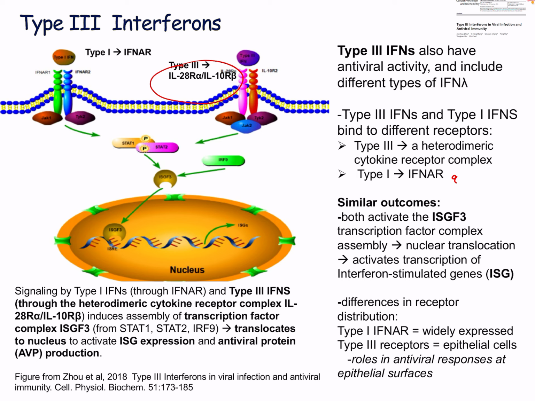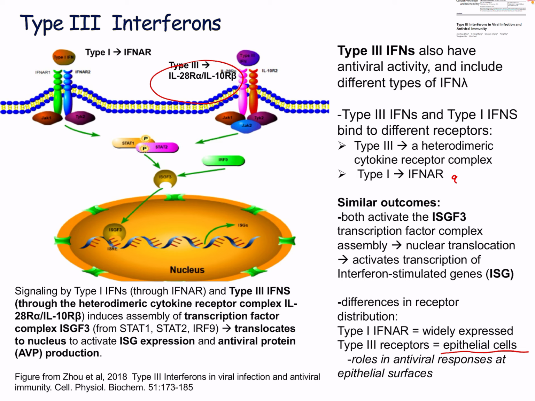These both have similar outcomes. They both activate ISGF3, which is the transcription factor complex, and this results in nuclear translocation, and this activates the transcription of ISG, or interferon stimulated genes. There's also a difference in receptor distribution. The type 1 interferon alpha receptors are widely expressed on most cells of the immune system, while type 3 receptors are mainly found on epithelial cells and have roles in antiviral responses at epithelial surfaces, like our intestines and mucosal surfaces in our airways.